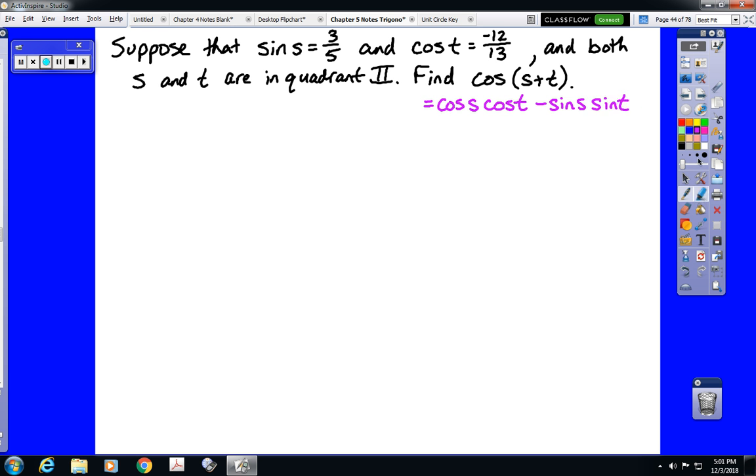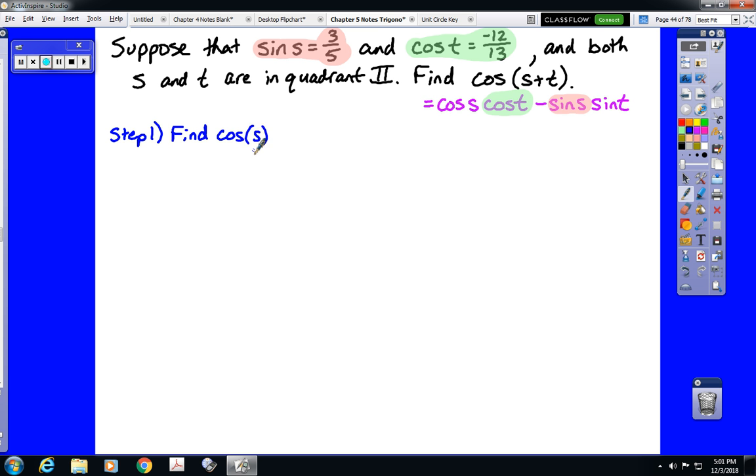Now, what makes this problem supposedly harder is that we are only given the sine of s and the cosine of t. That's all we're given in the directions. But that's all we need. Because if we know the sine of s, we can find the cosine of s. So our first step in this process is to find the cosine of s.